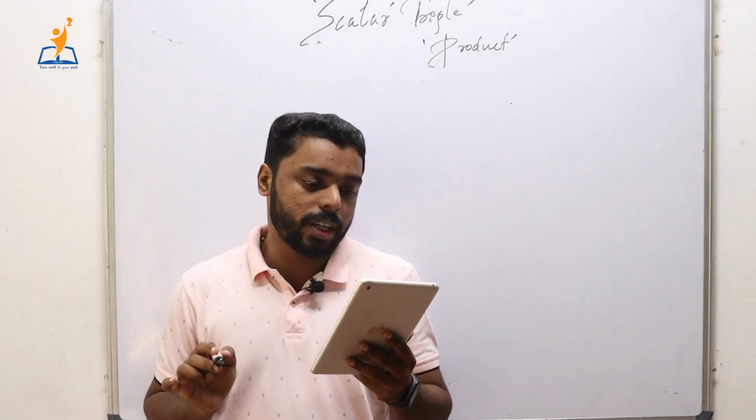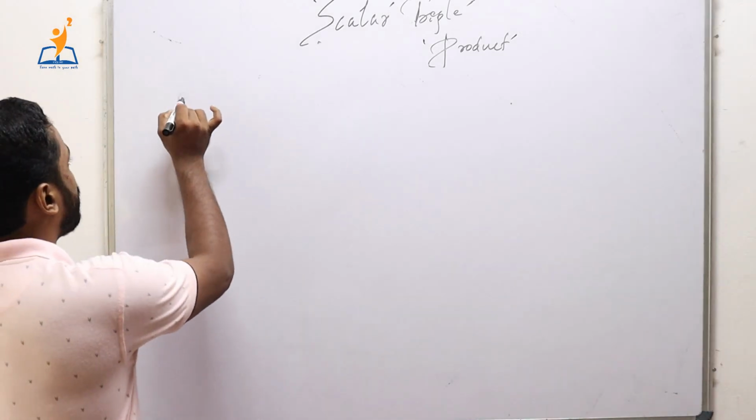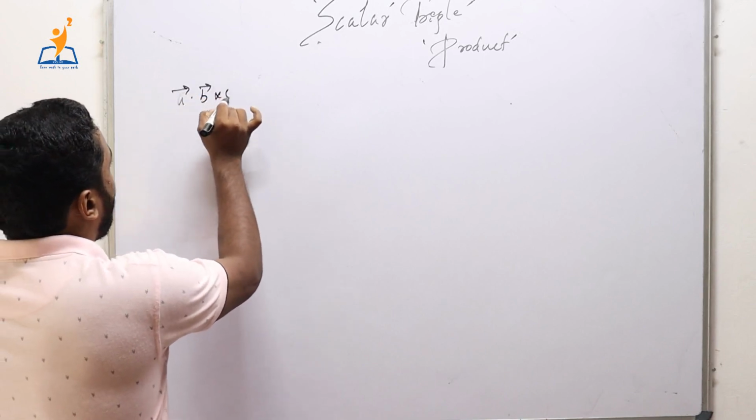Coming on to the first question, find A dot B cross C. So we are asked to find a box product.